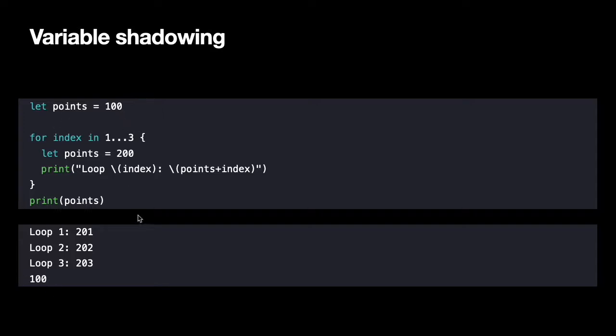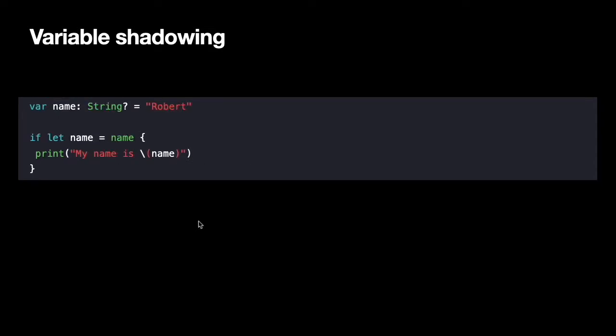This is called variable shadowing. Be careful when you use variable shadowing. When you're looking at the code and you see this points, it may not be clear to a reader whether you are using this points or this points. And that kind of confusion can cause programmers to program bugs.